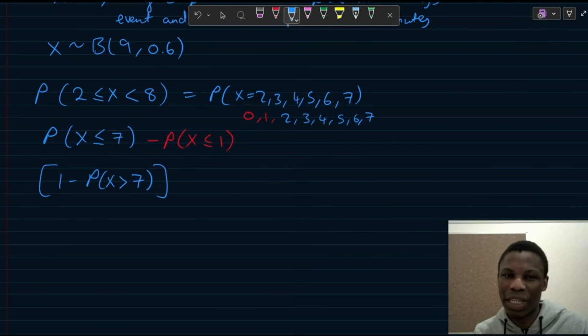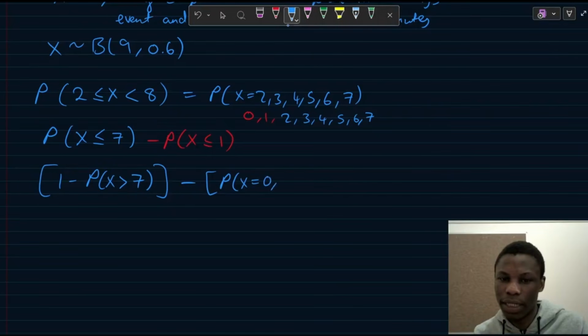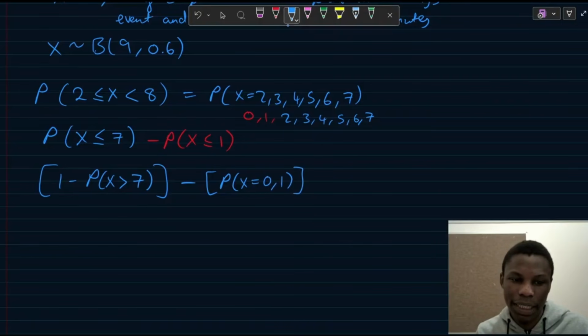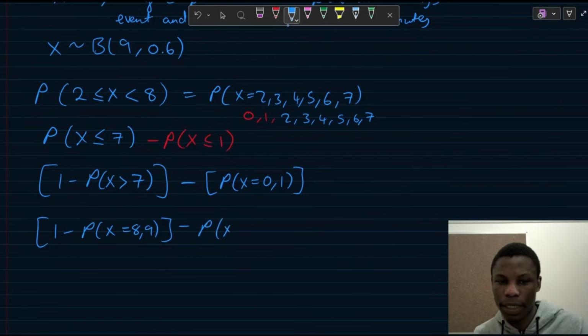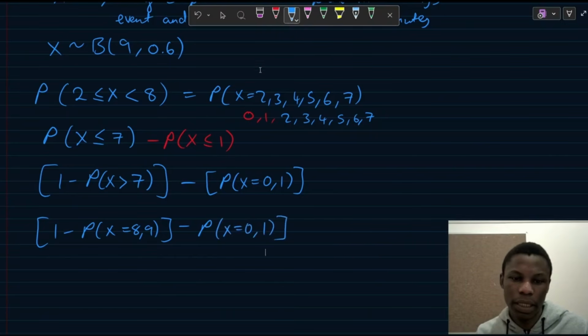And given that we're going to 9, that's not too challenging. Then the probability that x is less than or equal to 1 is just the probability that x is equal to 0 or x is 1. So that's not long either. In the first bracket, I'm looking at 1 minus the probability that x is greater than 7, so x has to be either 8 or 9. All right, and now we can go ahead and evaluate our probabilities.